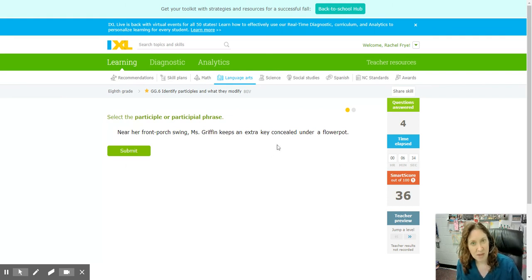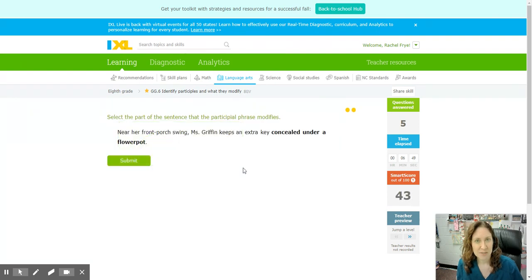In this one, we don't have an ing. In this one, near her front porch swing, Miss Griffin keeps an extra key concealed under a flower pot. Well, what is this one about? It is about Miss Griffin. What does she do? She keeps. What describes the extra key? It is concealed. And concealed is going to be my participle. And concealed under a flower pot goes to key.